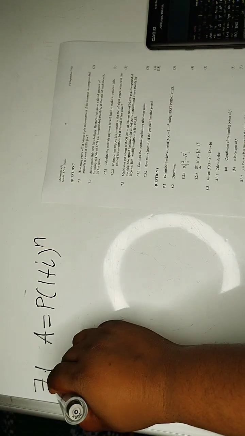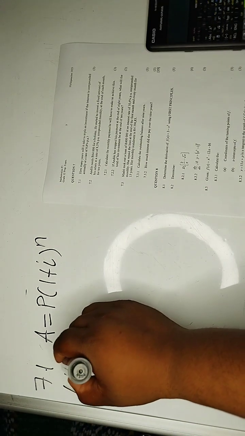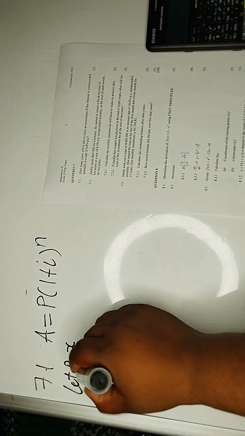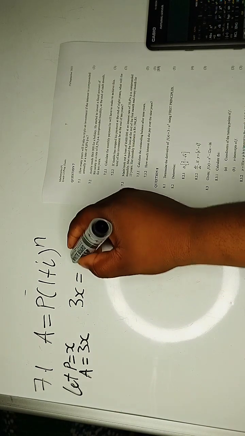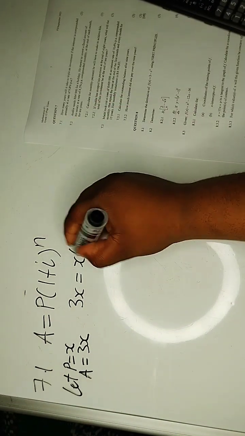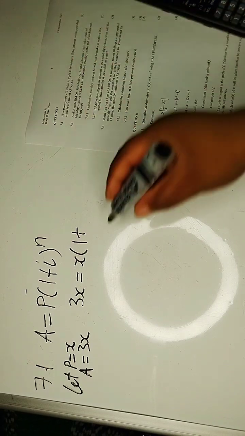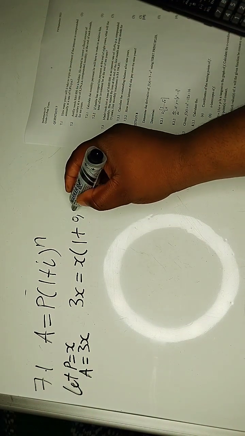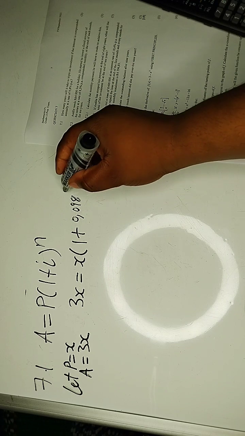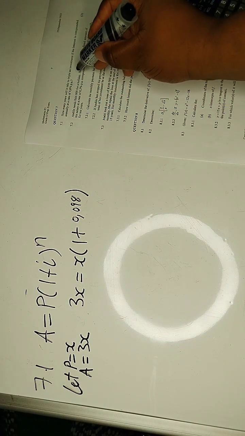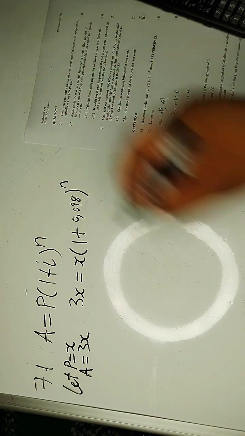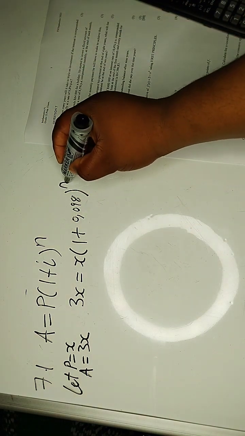So this will triple. I don't know P, so I'll say let P equal X. That means your A should be what? 3X. So hence here I will have 3X equals X into 1 plus 9.8%, so it's 0,098, raised to how many years? They are looking for n, the number of years.